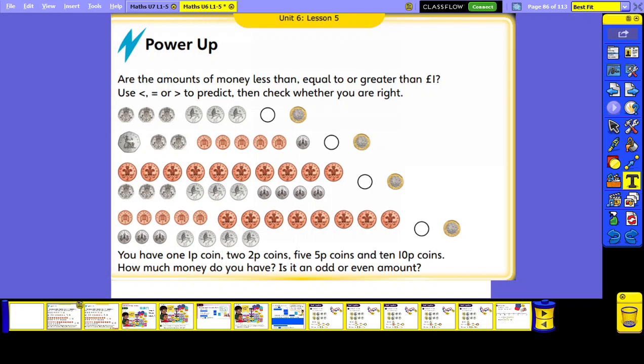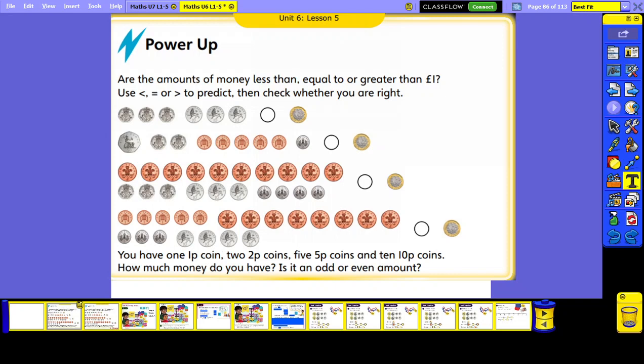Okay, so here's your power up for today. I'm going to keep it short, sharp, and sweet. You need to use the greater than, equal, or less than sign to predict first of all, so have a quick look. Think of how many coins there are, and think which number's bigger than a pound, or smaller than a pound, or the same as a pound. And once you've done your prediction, I want you to work out the cost of this money on the left, and to see whether it's the same as, less than, or more than a pound on the right. Okay, off you go.